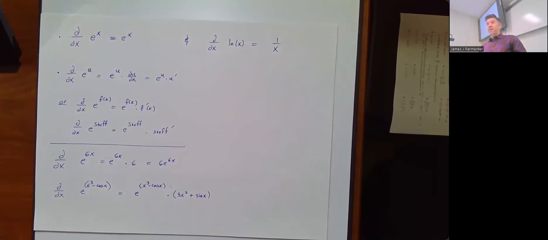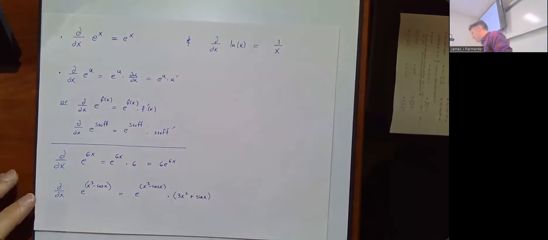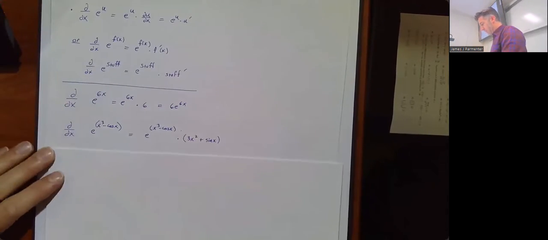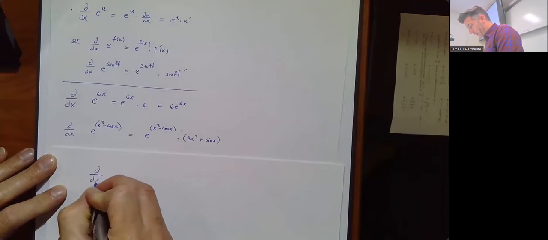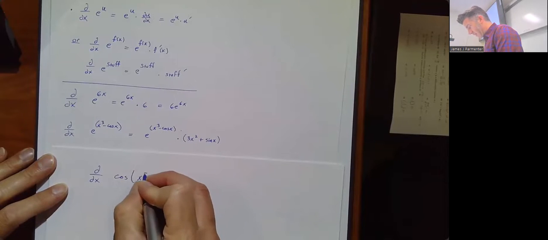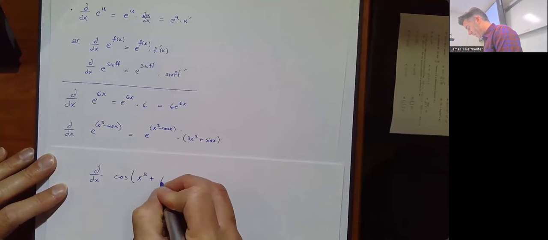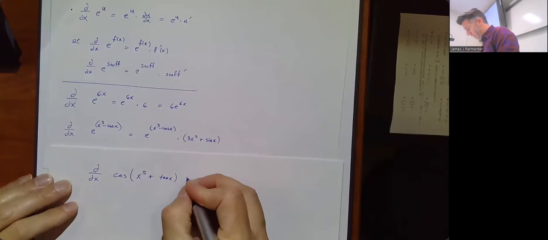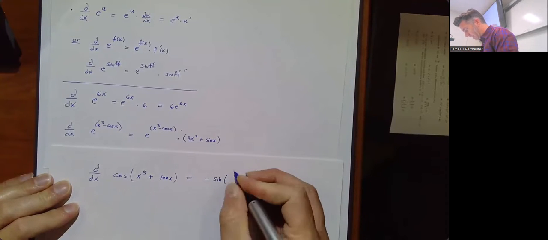It works that same way for the natural log, works the same way for all the functions, right? It works for anything else. So if I want to find the derivative of cosine of x to the 5th plus tangent of x, I know the derivative of cosine of x is negative sine of x. So the derivative of cosine of some stuff is going to be negative sine of that same stuff.